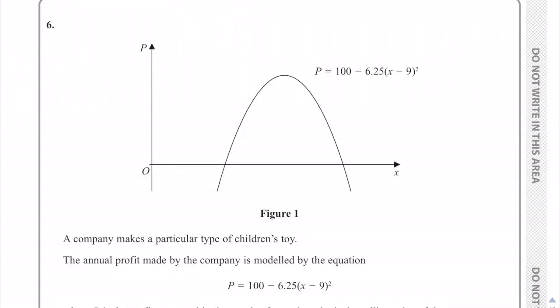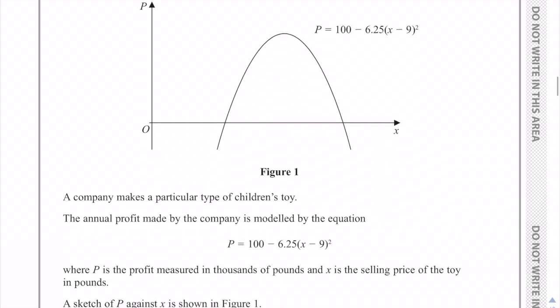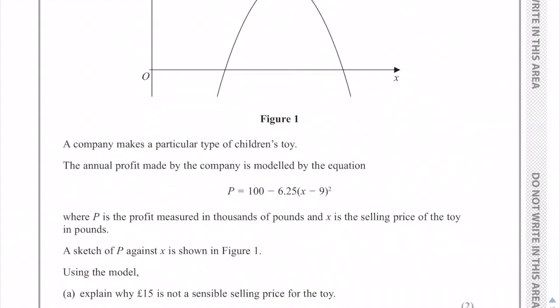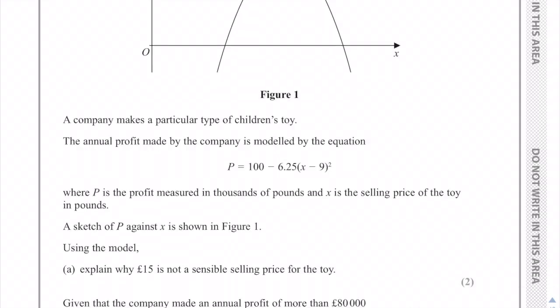Question 6 shows a parabola. A company makes a particular type of children's toy. The annual profit made by the company is modeled by the equation P equals 100 minus 6.25 all multiplied by x minus 9 squared, where P is the profit measured in thousands of pounds and x is the selling price of the toy in pounds.